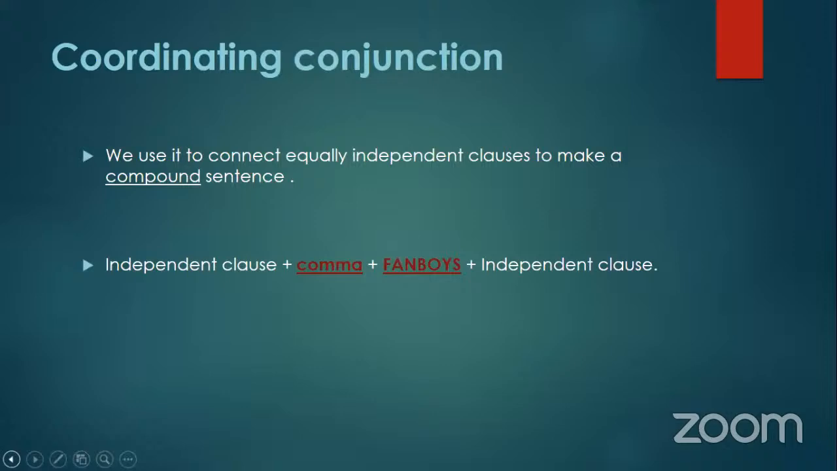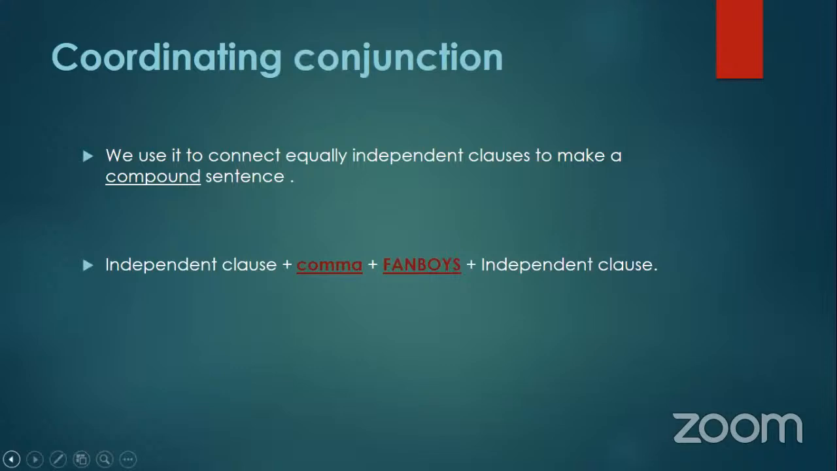Okay, let's talk first about the coordinating conjunctions. In this type of conjunction, we use what we call the FANBOYS, and you will know it in a second, to connect two equally independent clauses to make a compound sentence. So what is a compound sentence? The compound sentence consists of two independent clauses. We can connect them in different ways. We can use the coordinating conjunction with the FANBOYS.